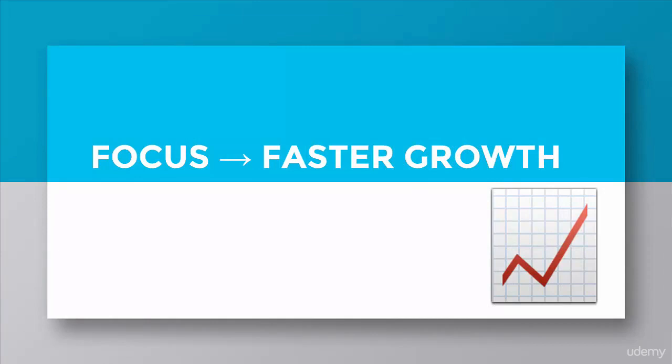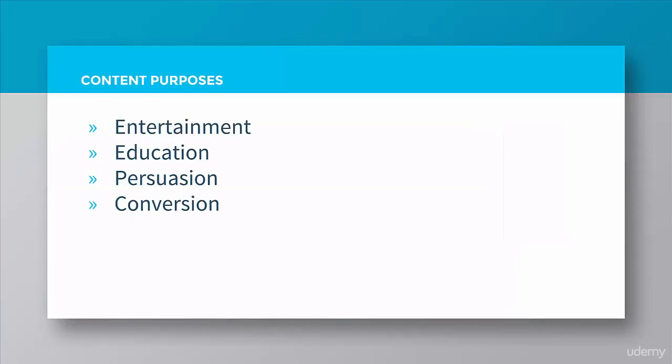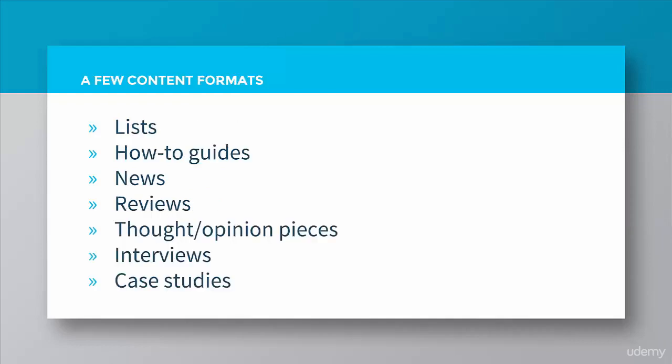Once you've got a topic in mind, it's time to think about the types of content you'll be creating and what people will gain from it. Most content serves one of four main purposes: entertainment, education, persuasion, or conversion. Entertainment is obviously meant to entertain people. Educational content explains or teaches the reader something. Persuasive content makes arguments for a particular position or viewpoint, and conversion entices people to buy or take some other action. You can apply those purposes to various content formats like lists, how-to guides, news articles, reviews, thought and opinion pieces, interviews, case studies, and so on and so forth.